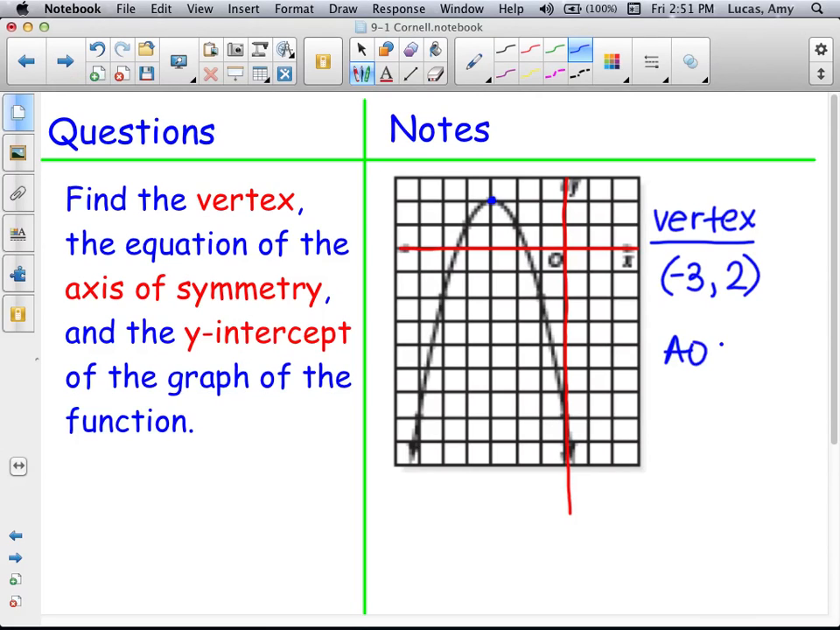My axis of symmetry has to match the x-coordinate on the vertex, and it splits the parabola in half, so it will be x equals -3. Remember the x equals because the axis of symmetry is a vertical line. Every point on that axis of symmetry has an x-coordinate of -3. And then last, I need the y-intercept, so on my y-axis, right here would be 7. So my y-intercept is 7.